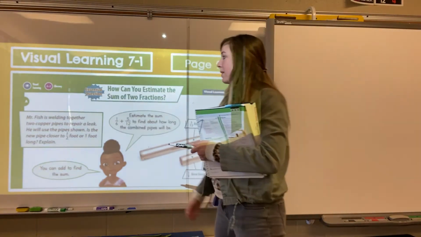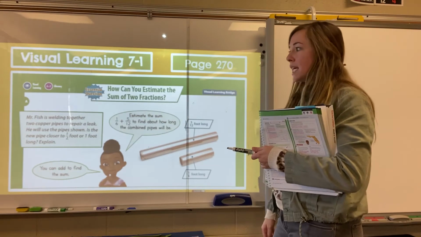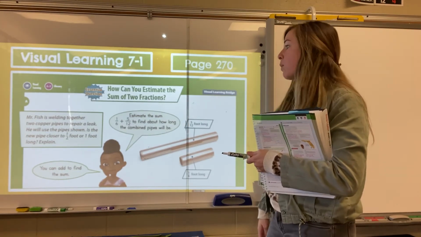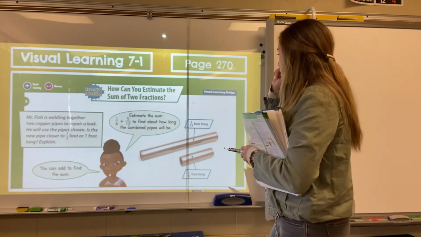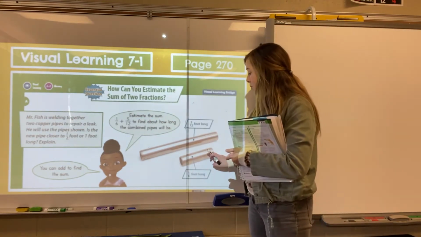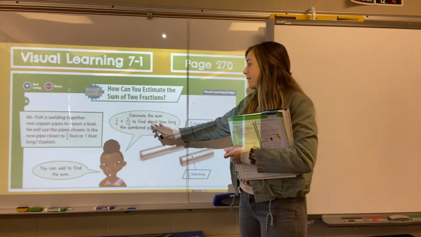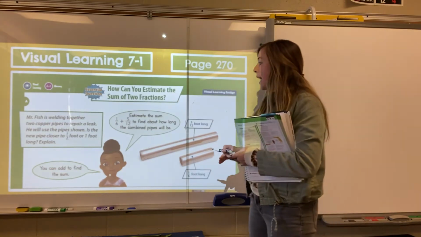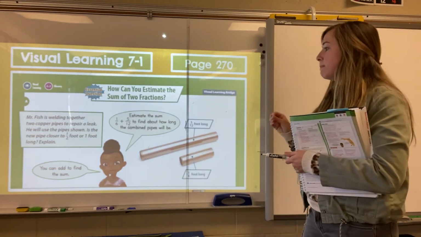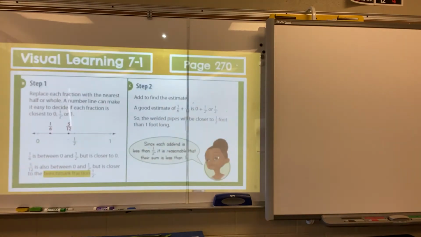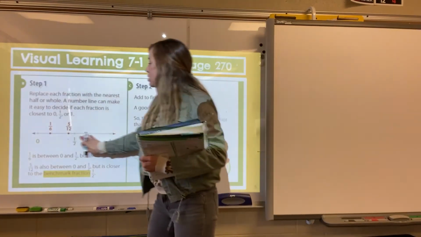So Mr. Fish is welding together 2 copper pipes to repair a leak. He will use the pipes shown. Is the new pipe closer to 1/2 foot or 1 foot long? Explain. So we are going to estimate the sum 1/6 plus 5/12. He has 1 pipe that's 1/6 of a foot long, and the other pipe is 5/12 of a foot long, to find how long the combined pipes will be. So the first thing that we need to do is look at them on a little benchmark fraction line.